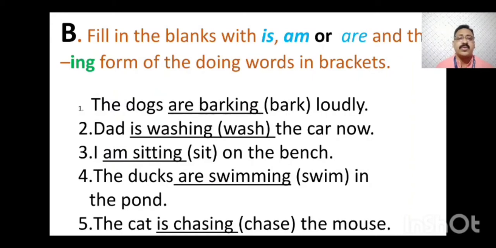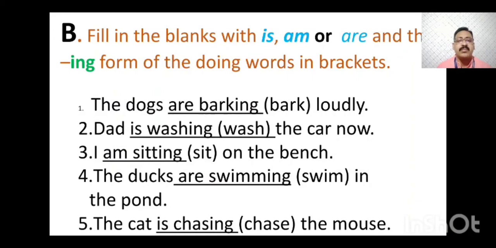Question number 2. Dad is washing the car now. Dad is singular, so is and verb should be in ing form, washing. Dad is washing the car now. Third one, I am sitting on the bench. Am is added where the subject is I. Here I is there, so am is added. And sitting is the ing form of the verb sit. S-I-T-T-I-N-G, sitting. I am sitting on the bench.